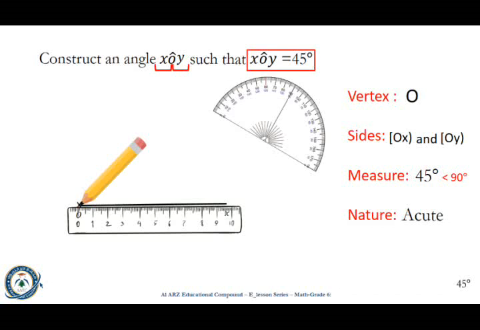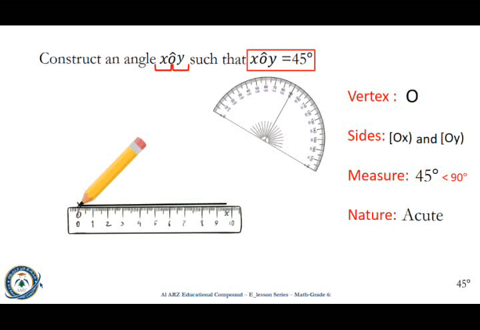First, you need to mark the vertex. It's a point. Use your pencil to mark a point. It is the vertex O. Second step, choose one of the sides, OX or OY. For example, if you choose OX, use your ruler to draw a half line. No need to measure. You can extend the half line. It doesn't have a measure. So draw a half line, O, mark X. This is the first side of the angle.